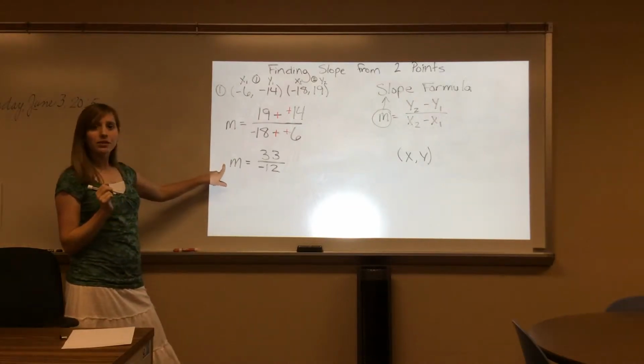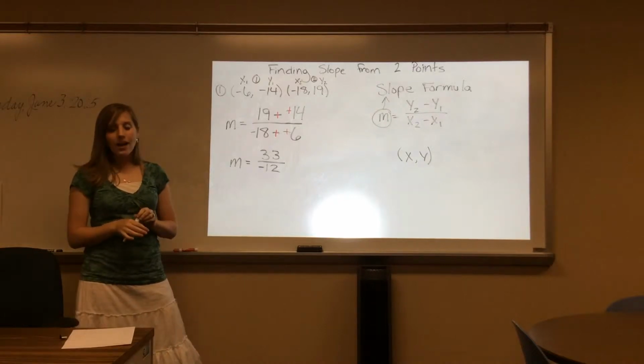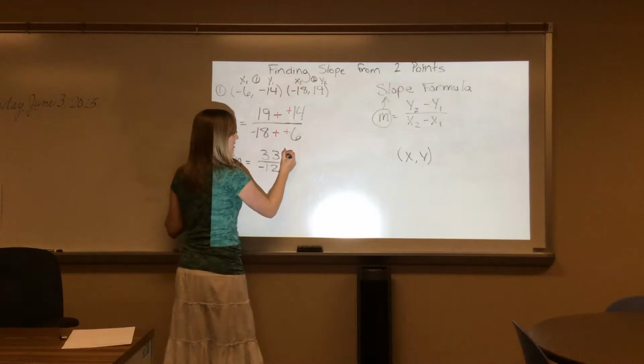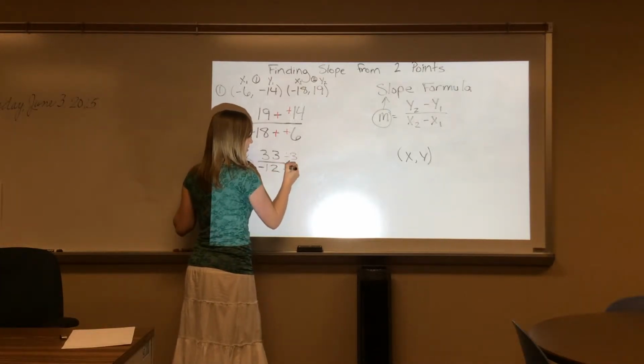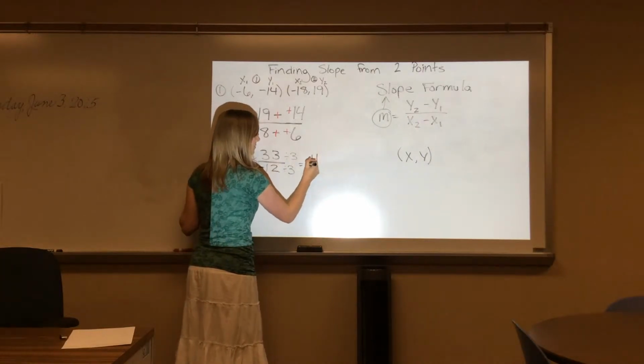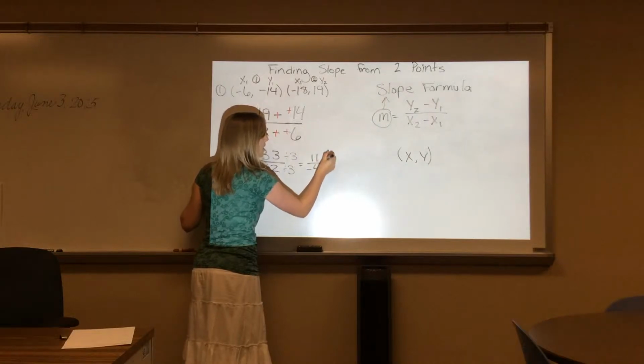This is my slope, 33 over negative 12. But I can simplify it. If you can simplify it, you must simplify it. So 33 and 12 are both divisible by 3. So when I simplify this, 33 divided by 3 is 11. And negative 12 divided by 3 is negative 4.